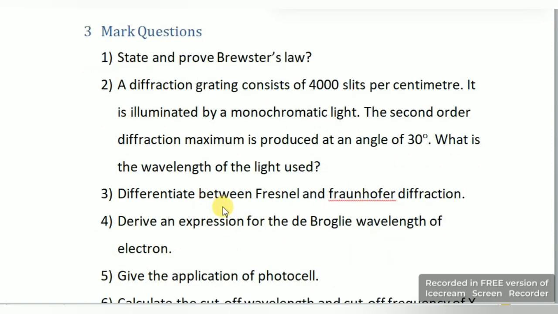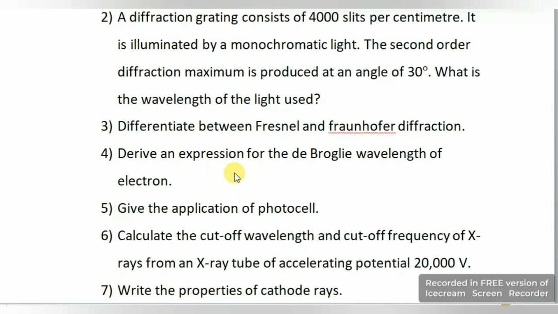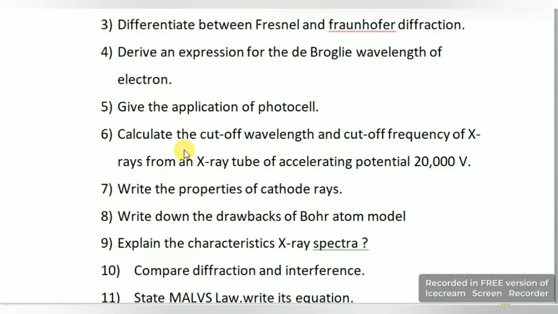Next one, differentiate between Fresnel and Fraunhofer diffraction. Next, derive the expression for the de Broglie wavelength of electron. Next one, give the application of photocell. Next, calculate the cutoff wavelength and cutoff frequency of X-rays from an X-ray tube of accelerating potential 20,000 volt. Next, write the properties of cathode rays.